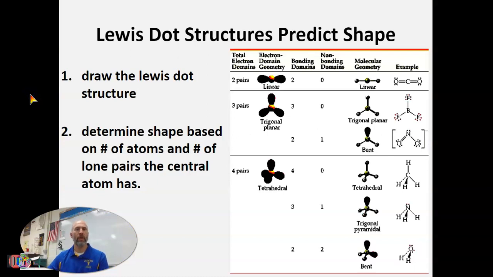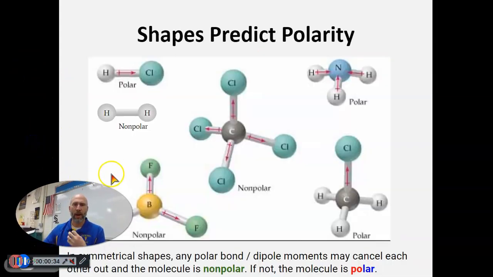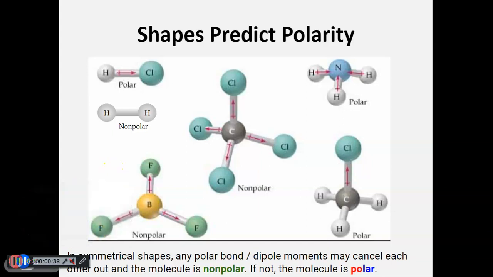Okay, so now if we go back to the beginning, Lewis dot structures help us predict the shape, right? So we learned how to look at the number of valence electrons, and then that allowed us to build the Lewis dot structure, and that would then lead us to be able to identify what shape it is, right? So that's where we are right now. The next thing we want to look at is how the shape then impacts the polarity of the molecule itself, okay?